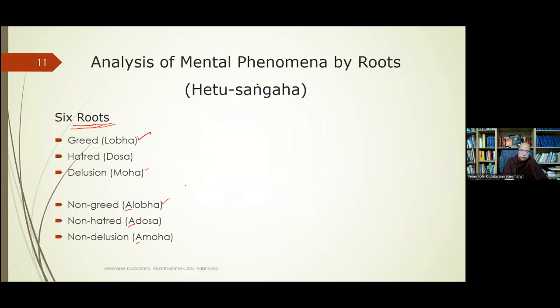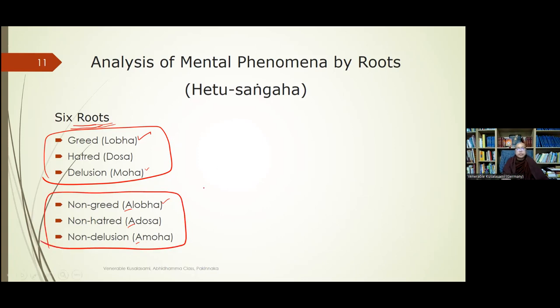Out of these 6 roots, these 3 are very clear: the akusala roots, the unwholesome roots. Greed, hatred, and delusion are akusala, unwholesome roots. And these 3 are kusala roots. Why we can say kusala root or akusala roots, I will talk about later. So this is akusala and unwholesome, this is kusala.